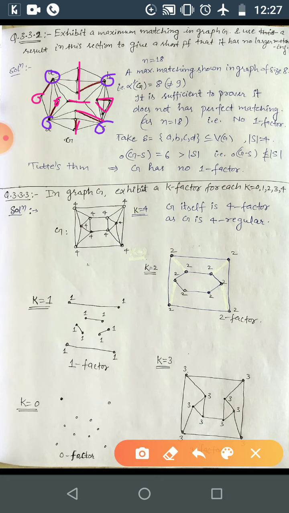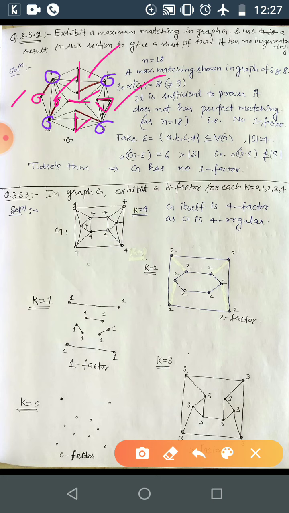So here, all components are odd, correct? This one is odd, this one is odd, this one is odd, containing 3 vertices, containing 3 vertices, containing 1 vertex, containing 1 vertex. So here, 3 P3, 1 C3 and 2 K1 are there as components of G minus S.